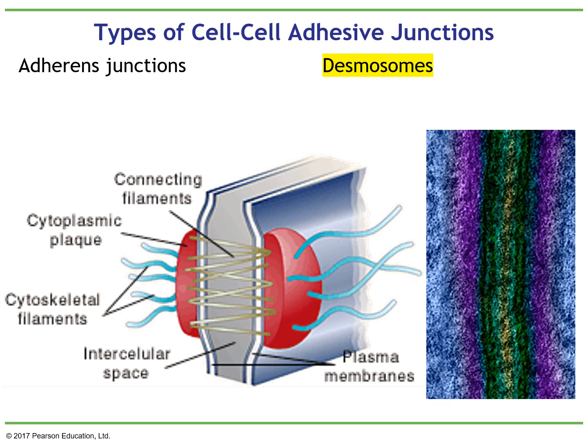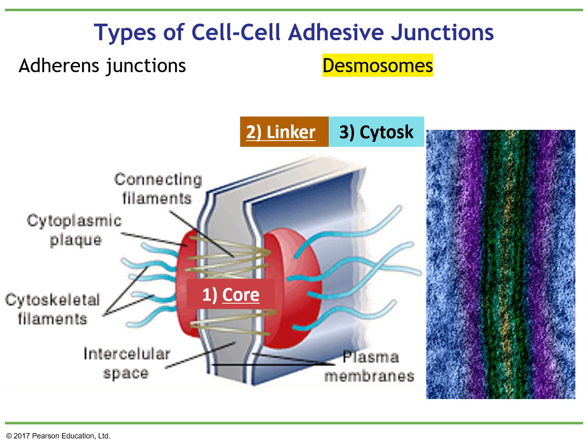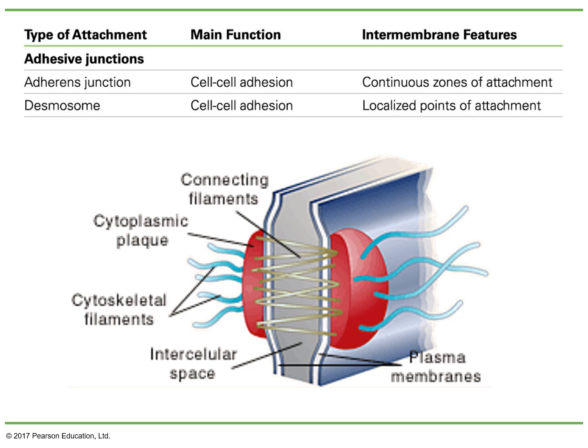There is a core here that are the connecting filaments that have weird names that we will talk about in a second. There is a plaque here, a cytoplasmic plaque, that will link these core proteins to the cytoskeleton. In this case, the cytoskeleton will be intermediate filaments. And if you remember the video at the beginning, these are localized, they are not forming a belt, and they are in locations like your heart, that form very strong connections. Okay, core, linker, and cytoskeleton.